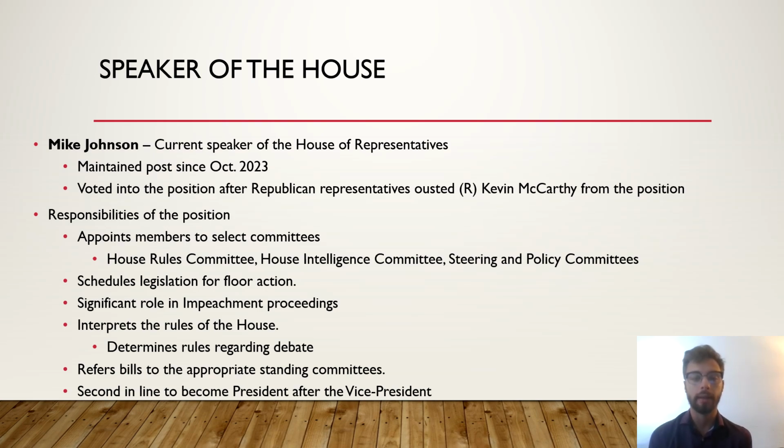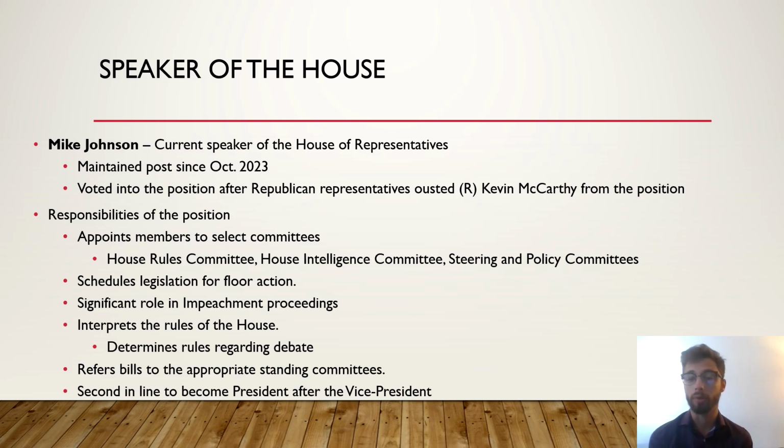We also see a significant role in impeachment proceedings, as they will lead impeachment proceedings, making sure they follow the rules of the House. Additionally, they interpret the rules of the House of Representatives. We do have rule books for the House and Senate determining certain precedents that House representatives and senators will maintain when acting within these bodies. So they will interpret those rules and enforce them as they lead hearings, specifically impeachment proceedings, for example.